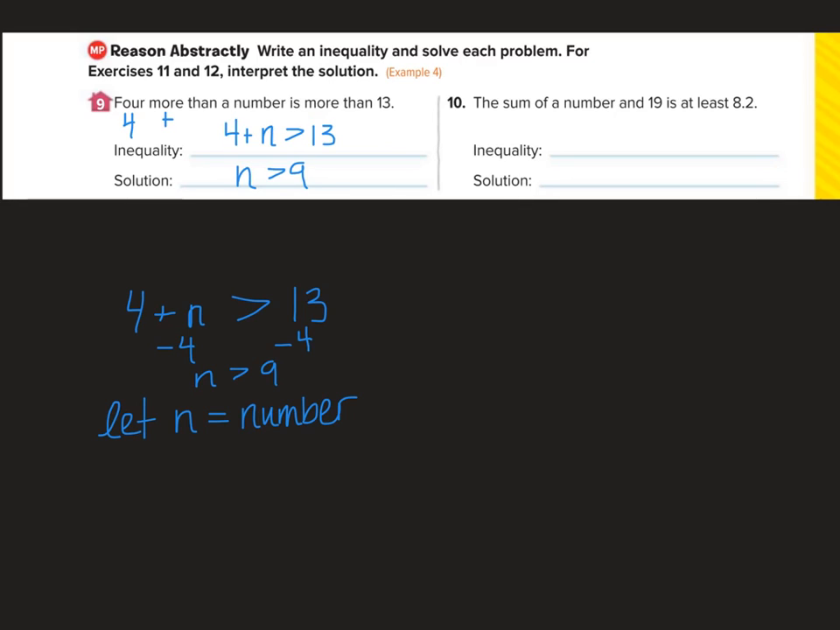If you'd like more practice with writing inequalities, you can try number 10. And also you can try 23 and 24 on page 503.